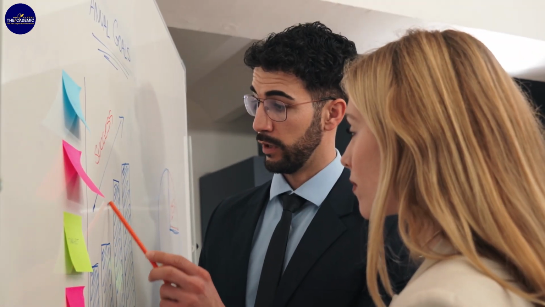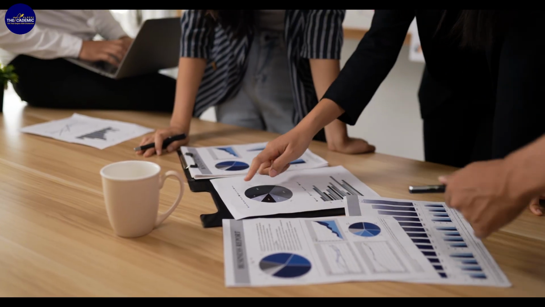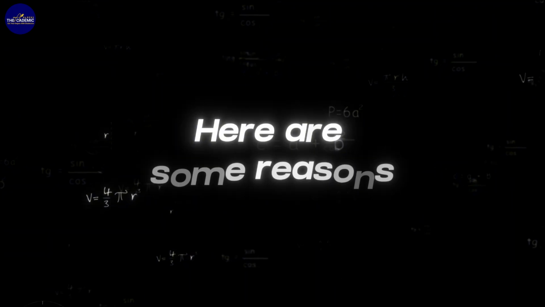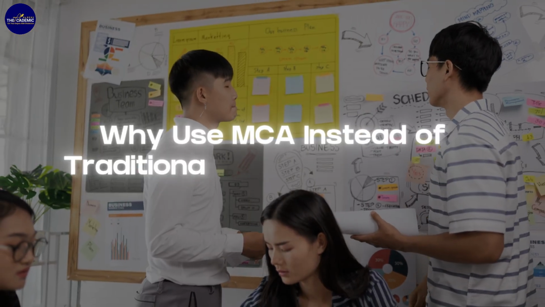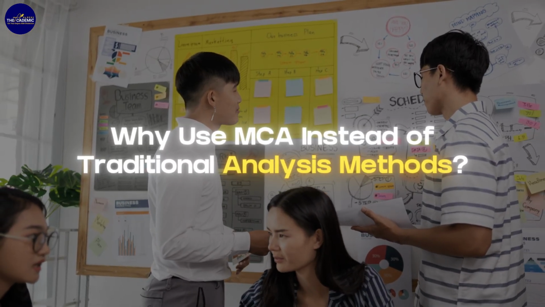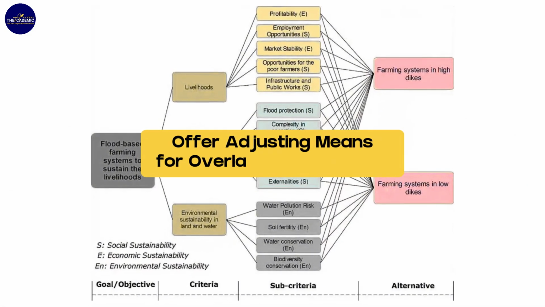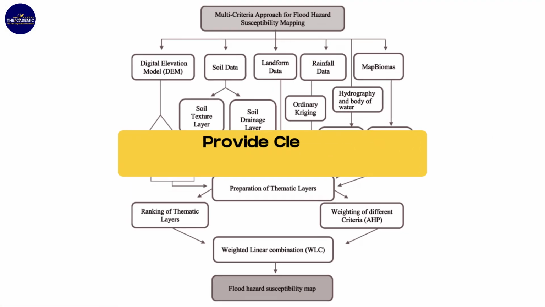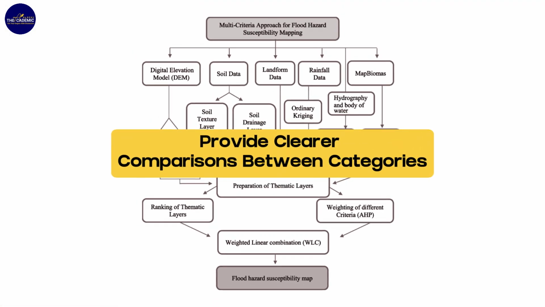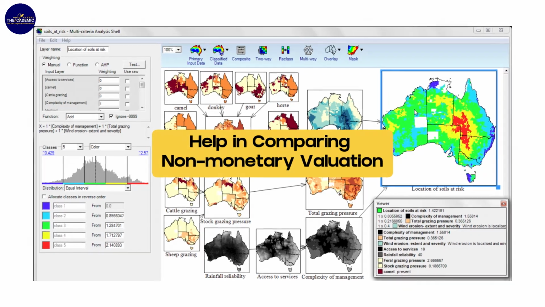Are you wondering why researchers prefer this analysis method over other methods? Here are some reasons. Why use MCA instead of traditional analysis methods? Handle multiple independent variables. Offer adjusting means for overlapping influences. Provide clearer comparisons between categories. Help in comparing non-monetary valuation.